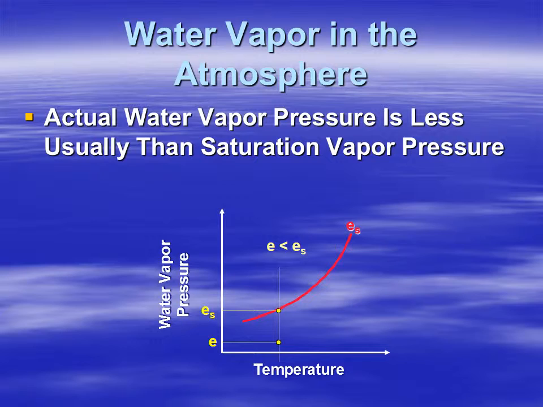Looking at this diagram, it shows the saturation vapor curve. And if we just look at one particular temperature, say for a nice spring day, a temperature of 60 degrees Fahrenheit, the saturation vapor pressure amount might be much higher than the actual amount of water vapor in the air. And that makes sense, that we don't always have 100% relative humidity. Typically, relative humidity is lower, so we say that the actual amount of water vapor in the air is less than the saturation amount. That's all I have for this video.